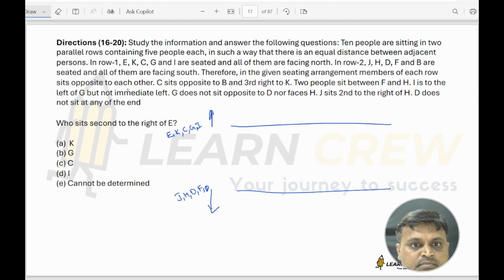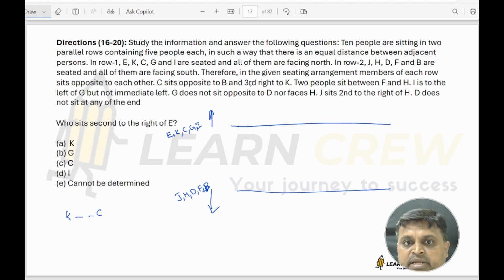Now, C is opposite to B. So C and B are opposite. C is opposite to B and third to the right of K. C is third to the right of K means it is like this. First right, second right, third right.